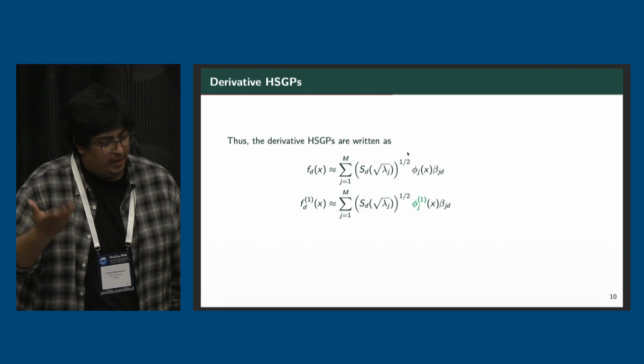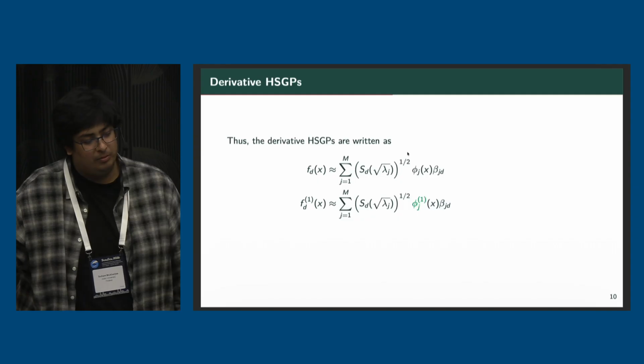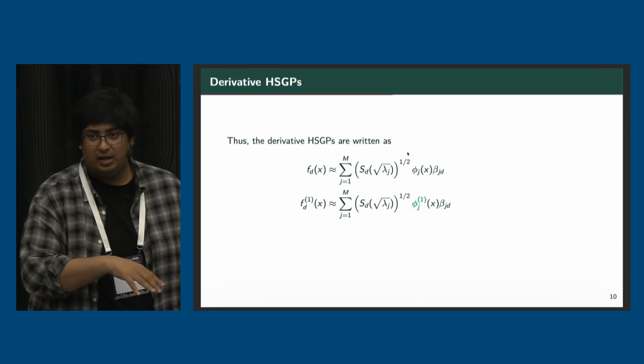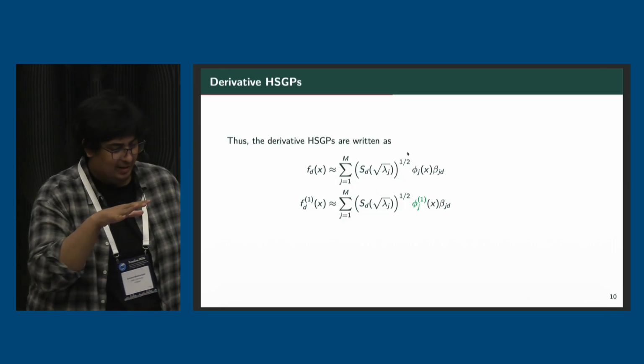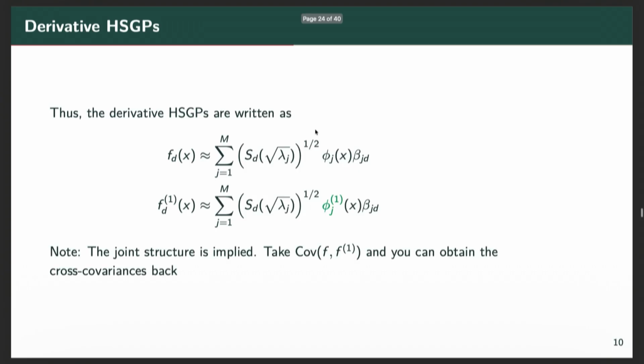Then we simply write down the linearized version of the derivative step, which is f1 now, instead of using phi, only has phi1. And all of our models are implemented in Stan. And in Stan, essentially, we simply need to code these two key steps. Because once we do that, then the joint structure is actually implied, which means you can just take the covariance of f and f1 and you get the cross covariances back. So you don't necessarily need to code them in your Stan code.